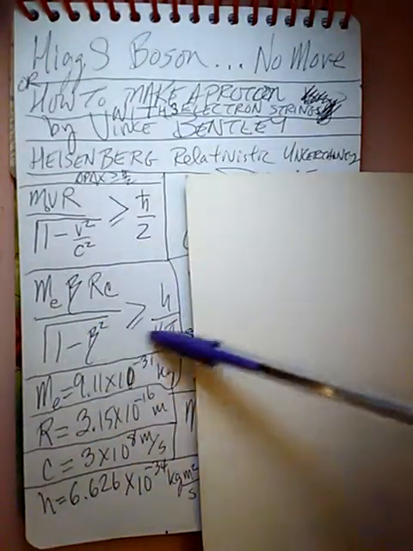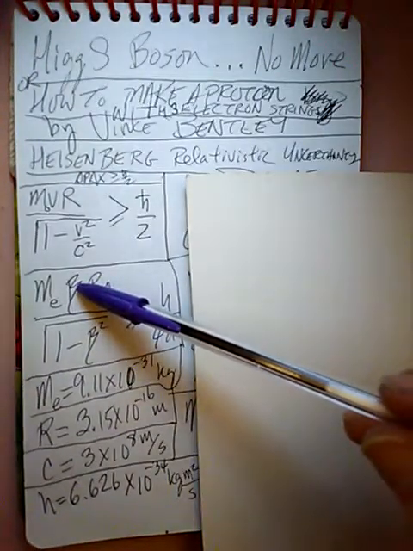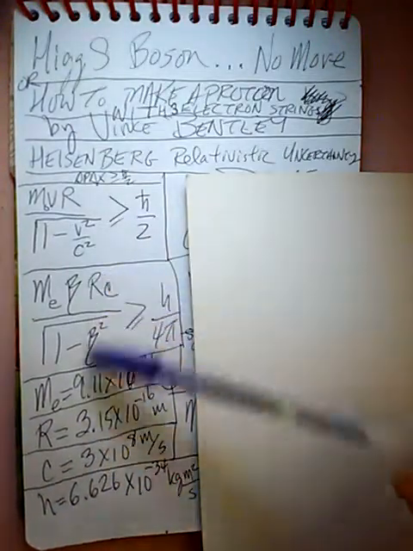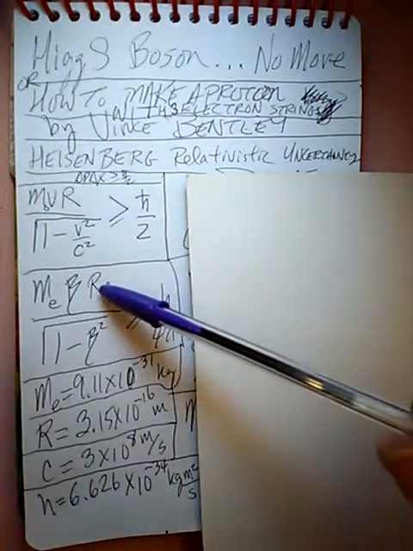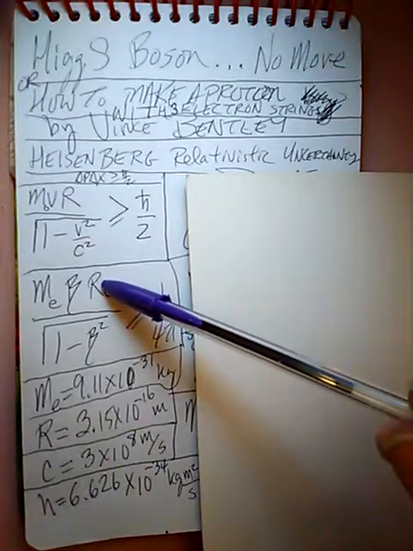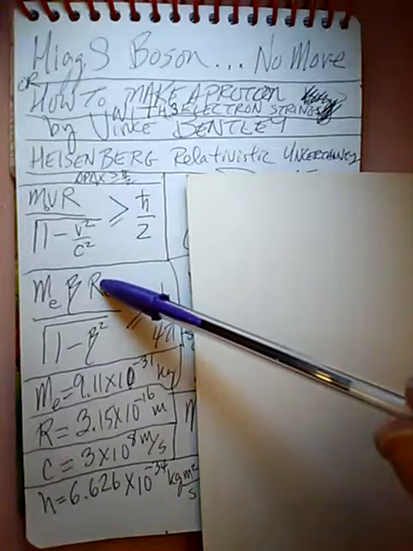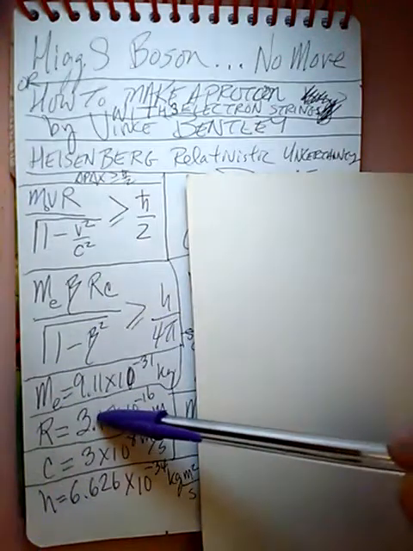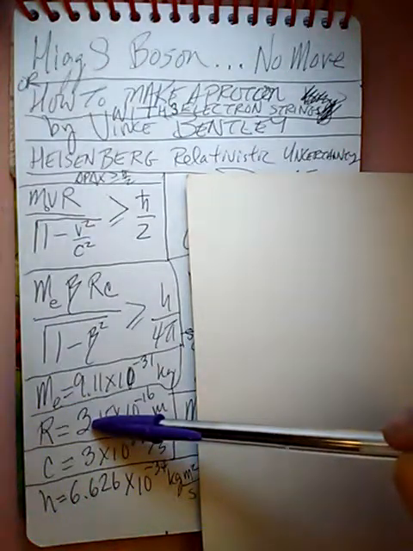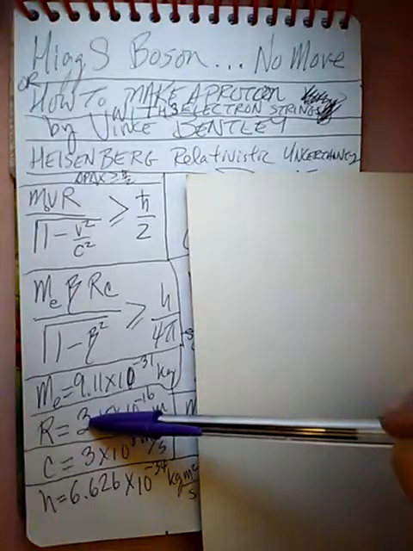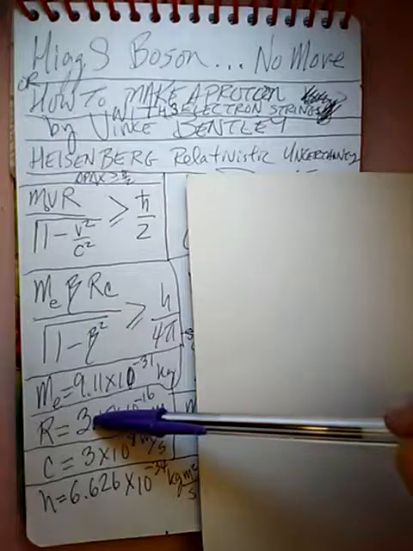So this is our equation. We'll be solving for beta here. We know the mass of the electron. We know the speed of light. We know Planck's constant here. So the only thing we have left to supply is the radius or the size of our relativistic electron. I'm going to make it about a third of the size of a proton, and a proton's about 1.2 times 10 to the minus 15.